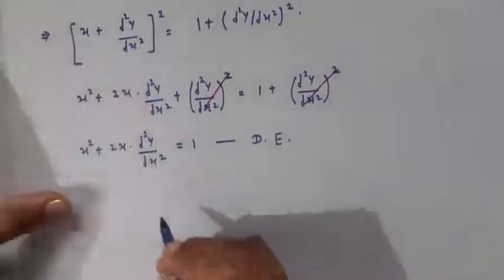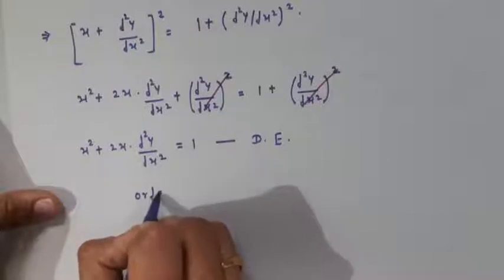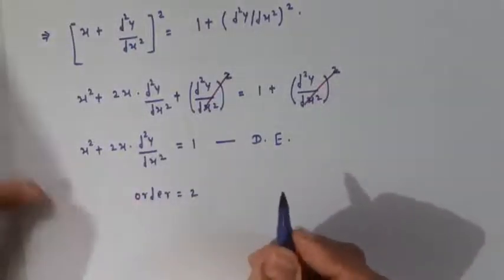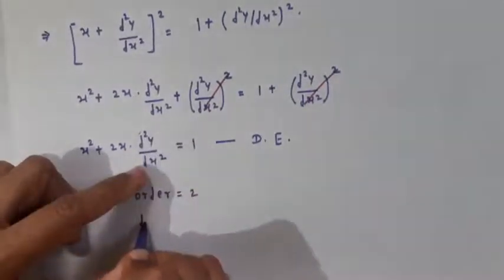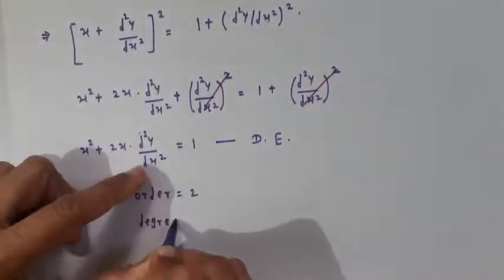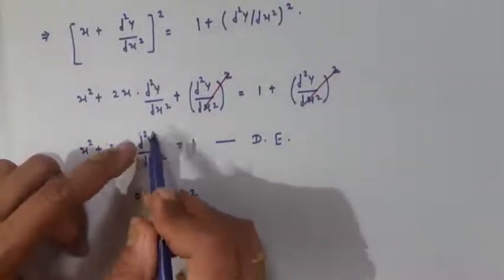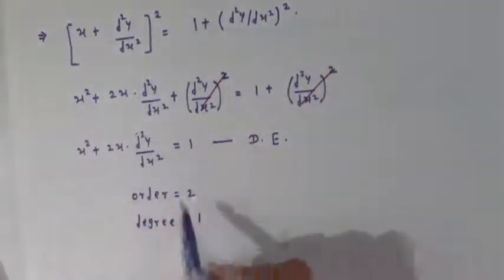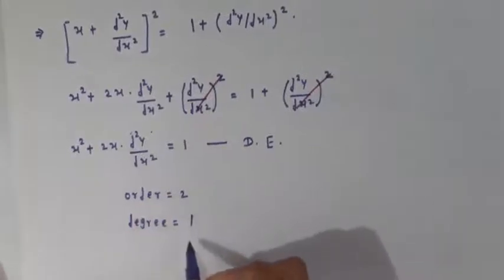Okay, so second order is the highest order, and therefore the order of the differential equation is 2. Now what is the power of the highest order derivative? That is the degree. The power of the highest order derivative is 1, that's why its degree is 1. So the order is 2 and the degree of the differential equation is 1.